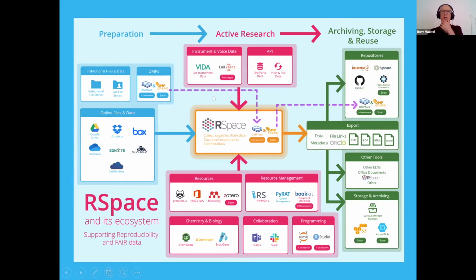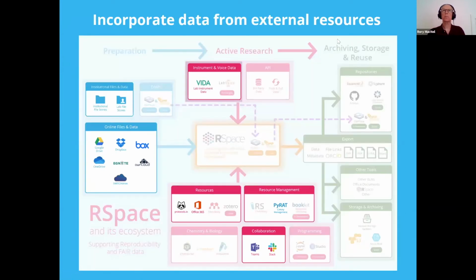So you can see that there are a lot of things connected to RSpace here. I'm now going to delve in and talk briefly about each of them categorically in turn. So first of all, RSpace is connected with lots of things which allow you to incorporate data from external resources, either by importing into RSpace or by linking to them. And this includes things like data storage devices, be they institutional or commercial offerings, like Box and Dropbox, Google Drive, OneDrive, and also things like OwnCloud, which I know are the backbone of many of the European universities' data storage devices.